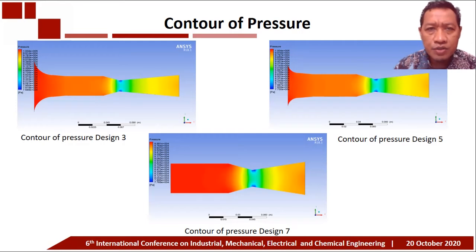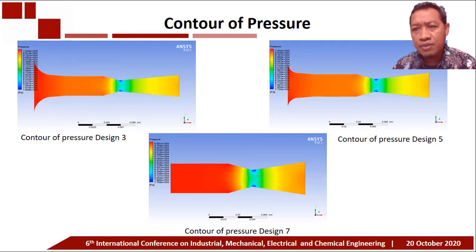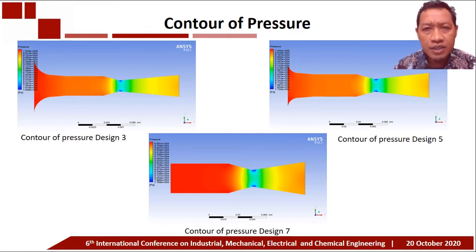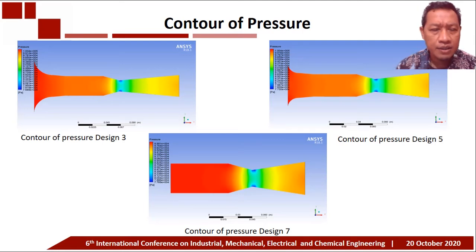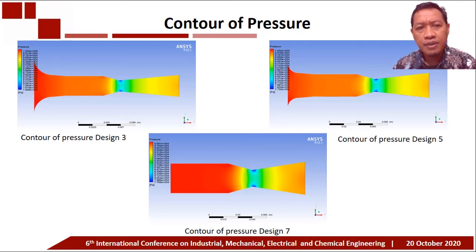This picture shows the contour of pressure: contour of pressure for design number 3, design number 5, and design number 7. The contour tells the same as the explanation before. In fact, we can see that the contour of pressure of design number 3 gives the minimum pressure loss.